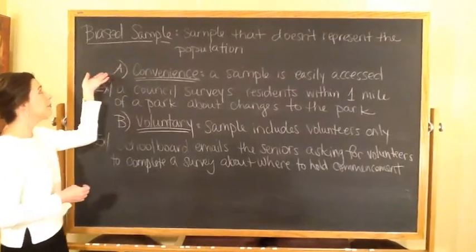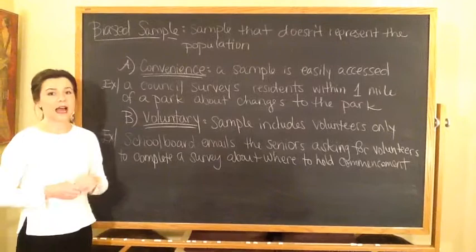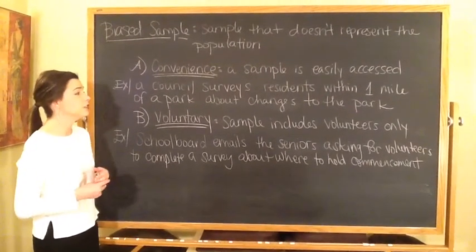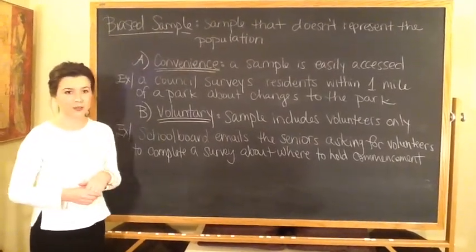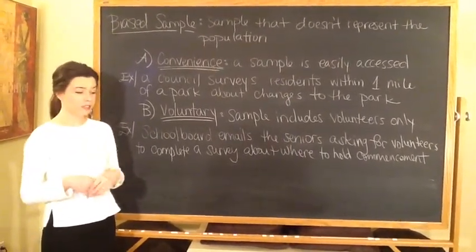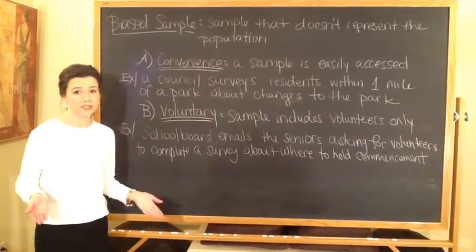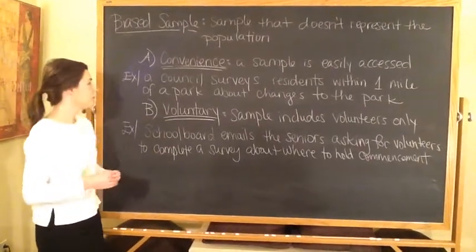So the first type of biased sample is convenience. That's a sample that is easily accessed. So if the council surveys residents within 1 mile of a park about the changes to the park. So basically, okay, well, let's just talk to these people that live close to us. Is that going to give you an accurate representation? No, because you're hand choosing who you want to survey.